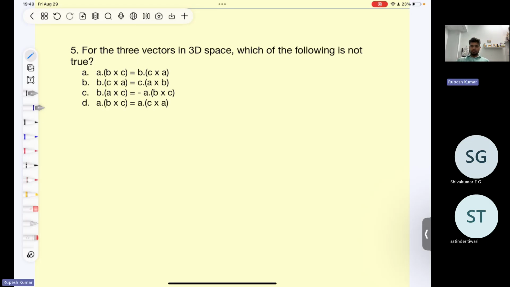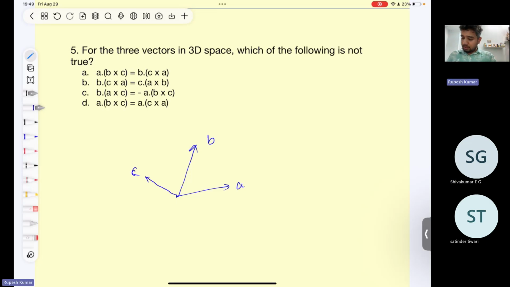Everyone, do you agree with this? It's not true, meaning false. The question is not true, yeah, false. So A dot B cross C, right.